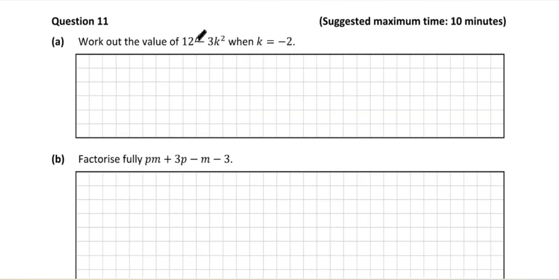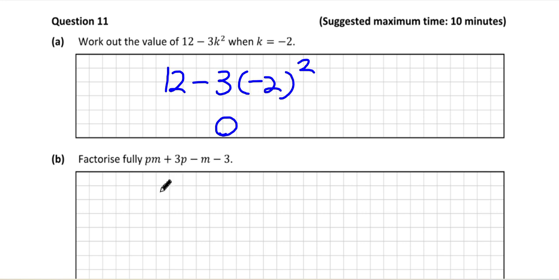Question 11. What do we think how to do that? What do you think we're going to do? Sub it in and do what then? I'm going to use my calculator. And the answer will be? 0. Just use your calculator. Answer 0. Factorize this. Okay?